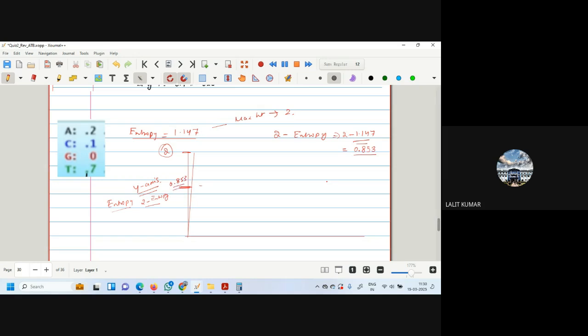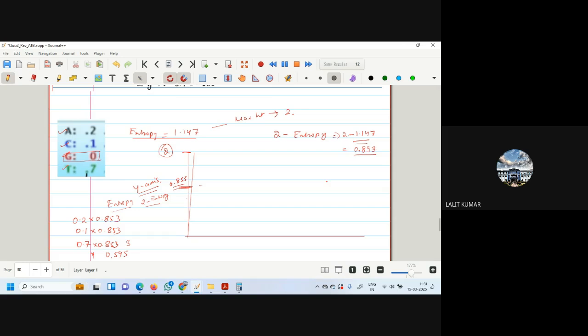Now, what will be the size of A, C, G, and T? The G size will be 0, as there is no G. For A it will be 0.2 into 0.853. For C it will be 0.1 into 0.853. And for T, it will be 0.7 into 0.853. So 7 times 853 gives 597, so it will be around 0.6.